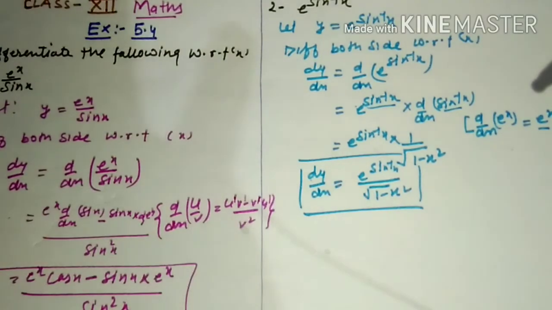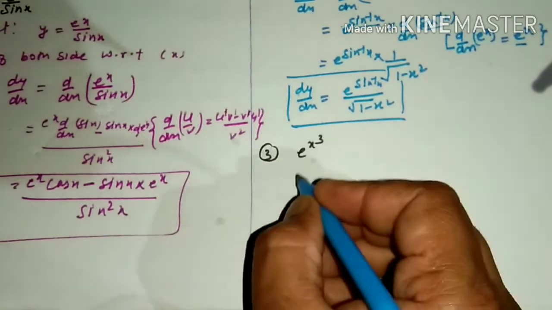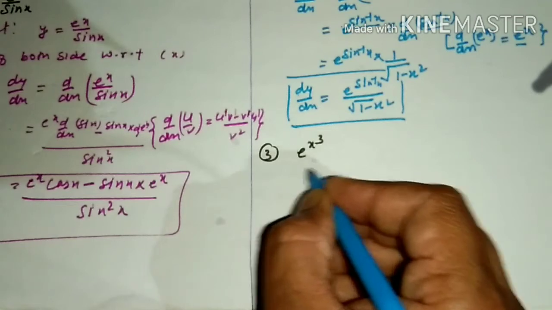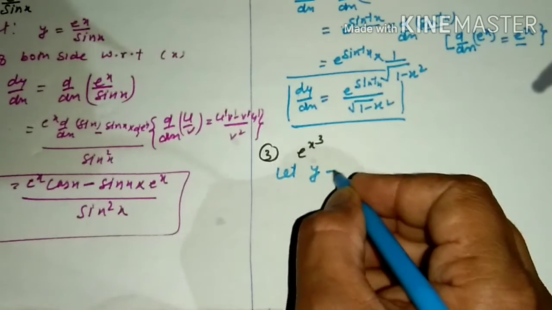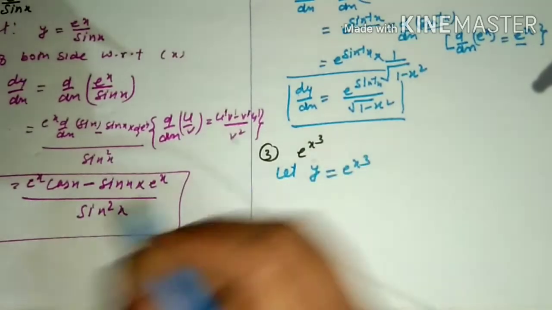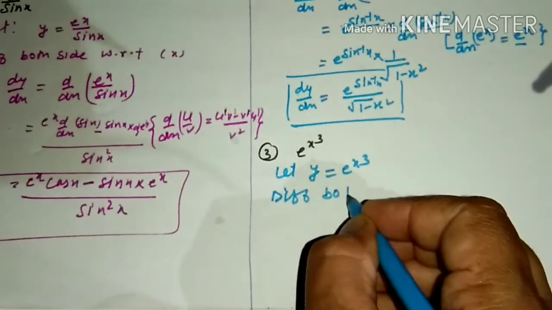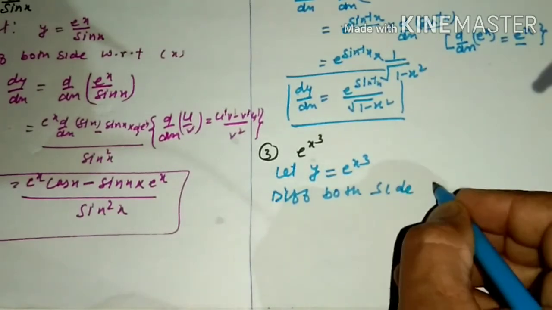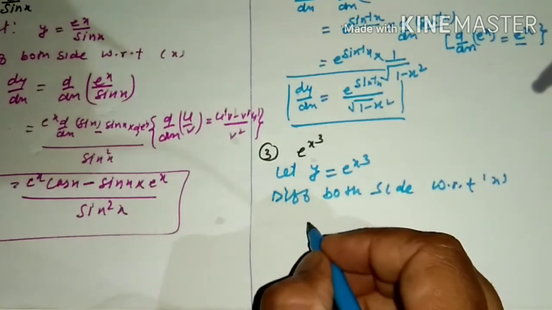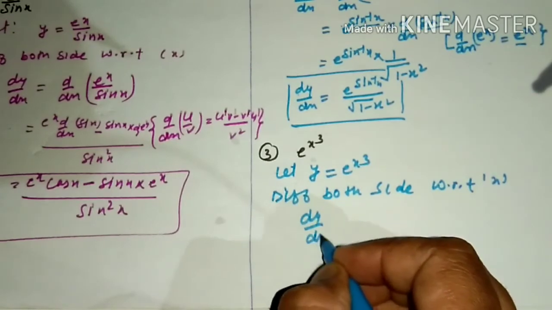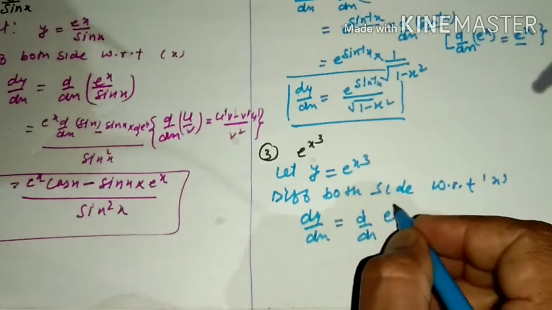Now third question, e to the power x cube. So we can write it as e to the power x cube. Let again y is equal to e to the power x cube. Again differentiating both sides with respect to x, dy upon dx is equal to d upon dx of e to the power x cube.